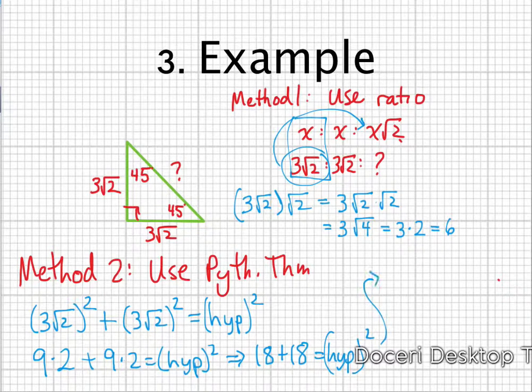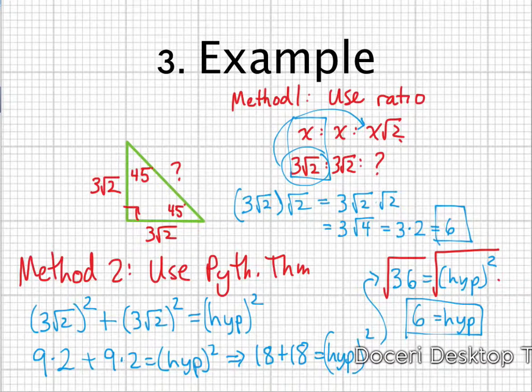Okay, let's move up a bit. 18 plus 18 is 36 equal to my hypotenuse squared. Now I just want my hypotenuse, I don't want it squared. So to get just the hypotenuse, I square root both sides. This gives me the length of my hypotenuse equal to, what's the square root of 36? That's right, it's 6. So that means my hypotenuse is 6, which is good because we had that from before. So the length of my hypotenuse here is 6.